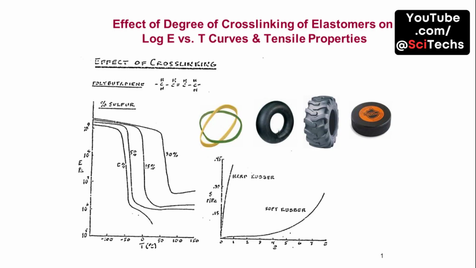Crosslinking in elastomers affects their tensile properties and thermal behavior. Higher degrees of crosslinking result in stiffer materials, while lower degrees yield softer, more flexible polymers.